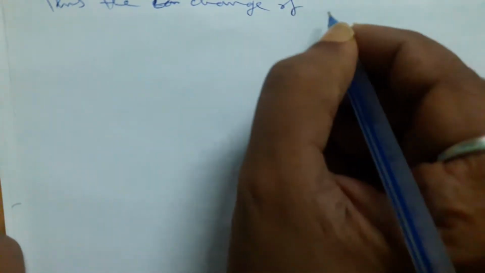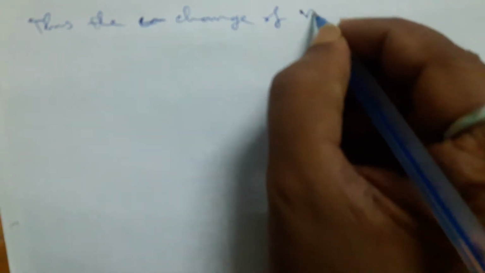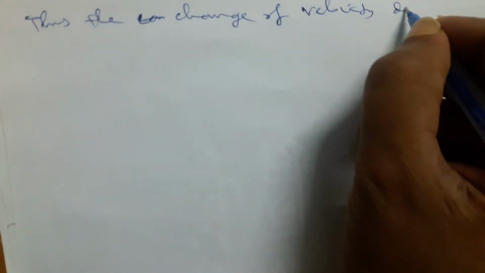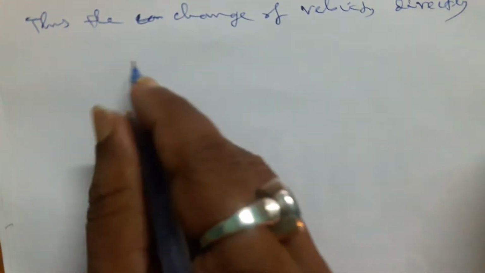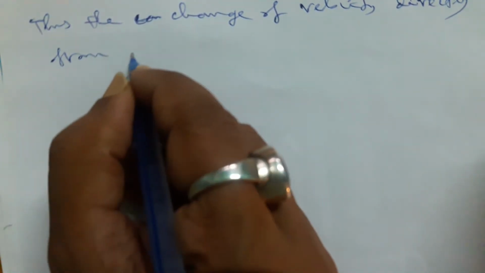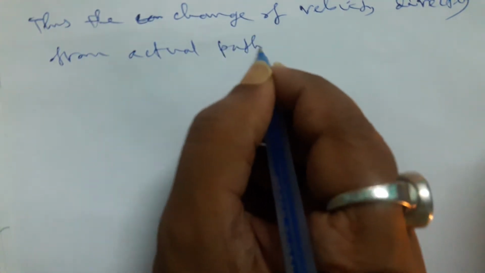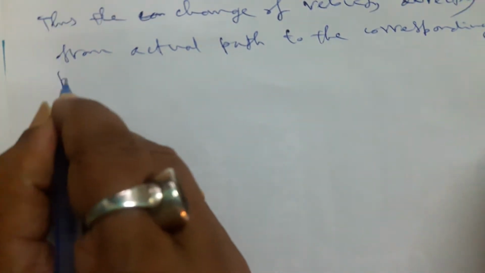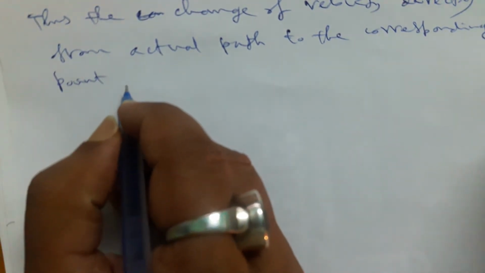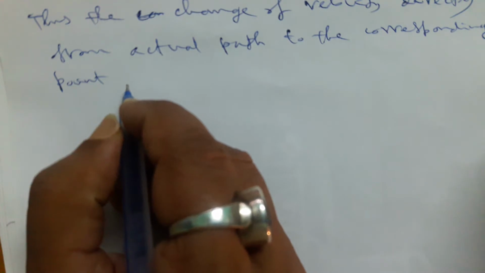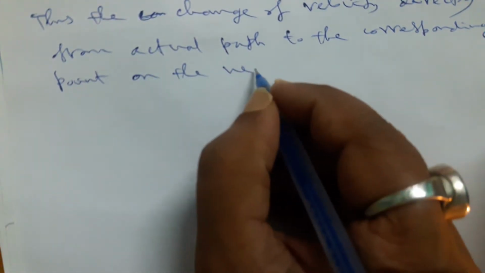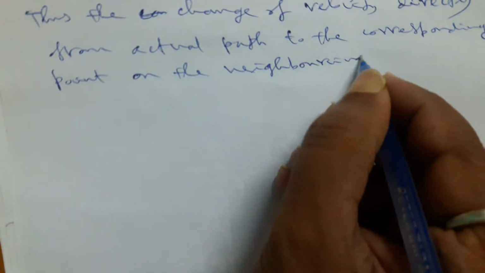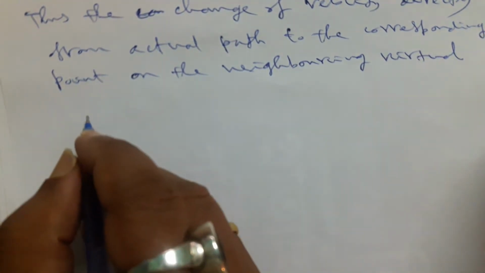Thus the change of velocity directly from the actual path to the corresponding point on the neighboring virtual path.